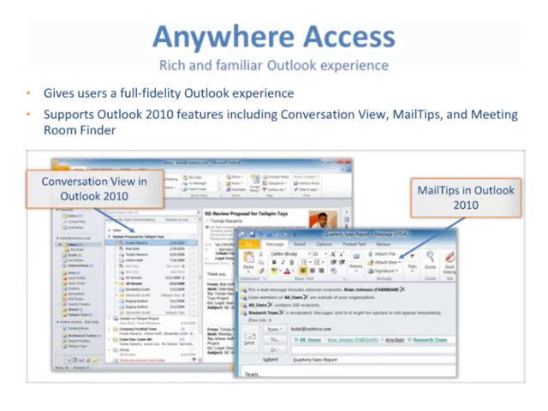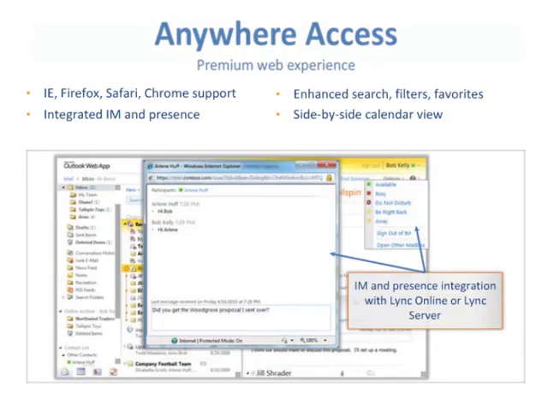Another feature that's available in Outlook 2010, besides Mail Tips, is Meeting Room Finder. Through Exchange Online, you can configure your conference rooms, your meeting rooms, so you can manage that through Exchange and Outlook as well. And I already mentioned the web experience, so it's available through IE, Firefox, Safari, and Chrome.